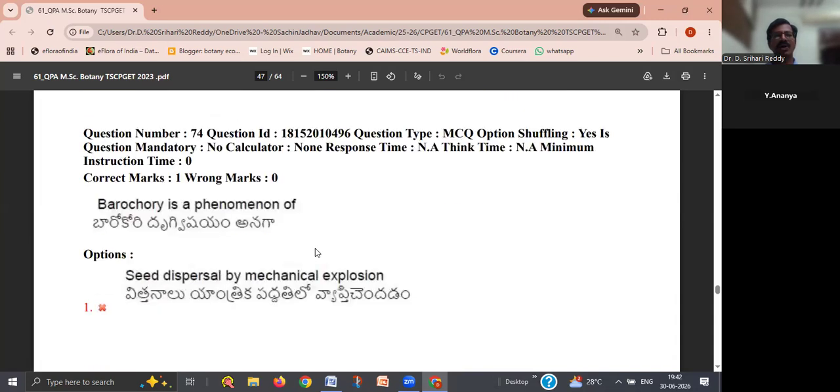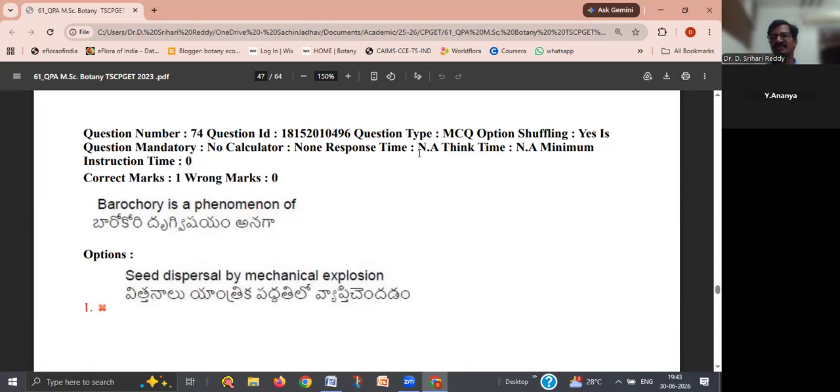Next, barochory is a phenomenon of. So it is related to dispersal of the seeds. The dispersal of fruits which fall due to gravity is called barochory. The fruits with high weight fall down and the seeds are dispersed. So that mechanism is called barochory, a mechanism of seed dispersal.